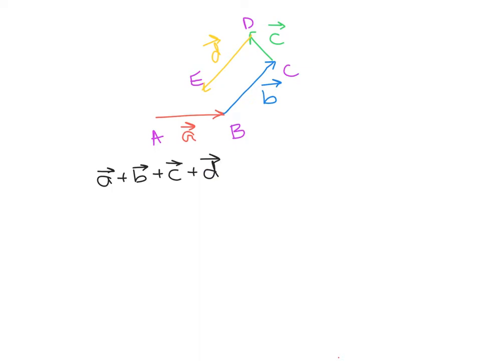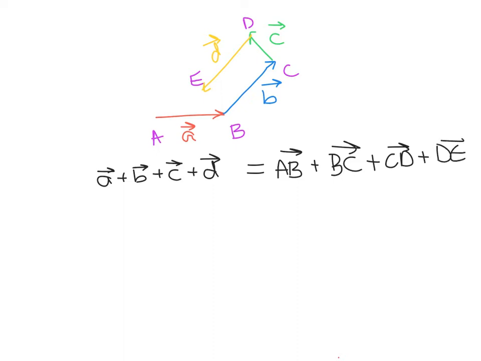So what you see here is just the vectors added together again. I don't have the resultant drawn in here. So if I want to add A plus B plus C plus D, what I'm going to do is rewrite them using these letters. So vector A is AB, and vector B is BC, and vector C is CD, and vector D is DE.